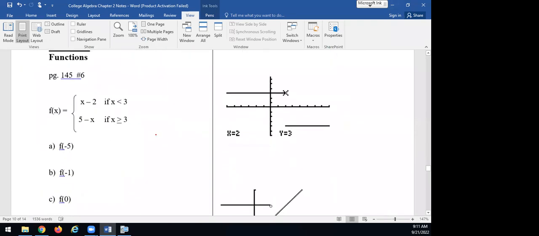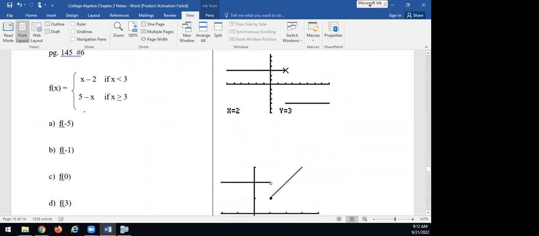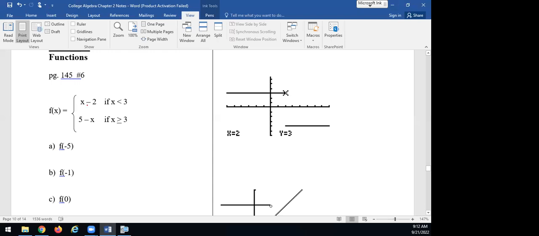All right, so now we're going to be looking at piecewise functions. Now, when you have a piecewise function, it simply means that the function is defined differently for different values of x. So as you can see here in this particular case, we are told that f of x is equal to x minus 2 whenever x is less than 3. However, when x is greater than or equal to 3, we use this function here, 5 minus x.